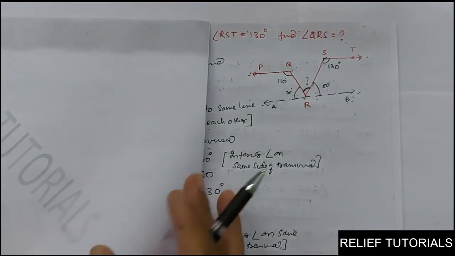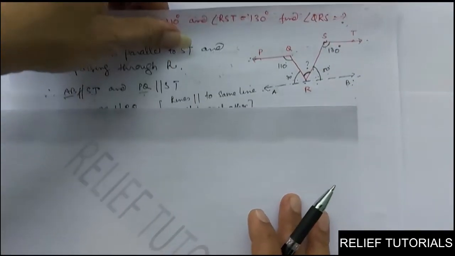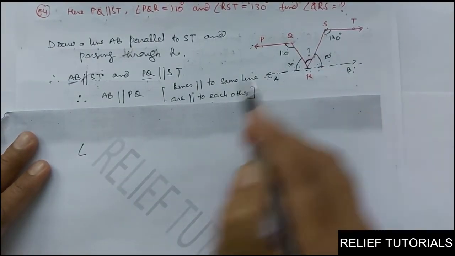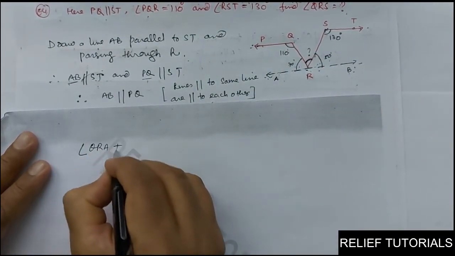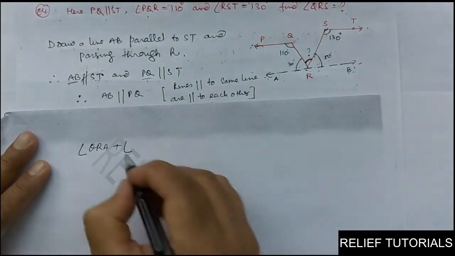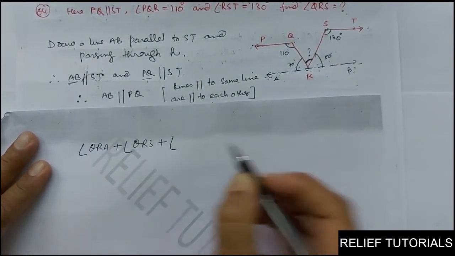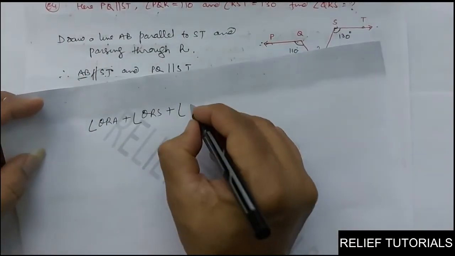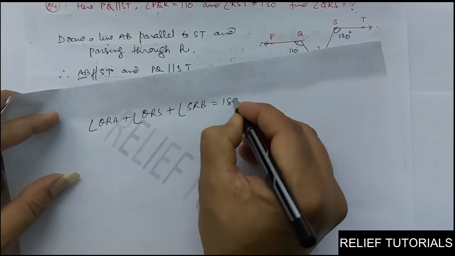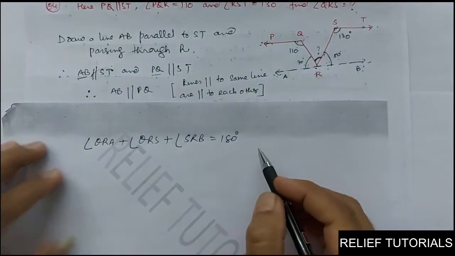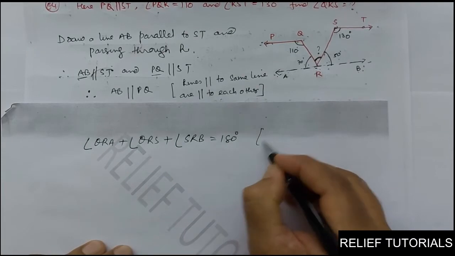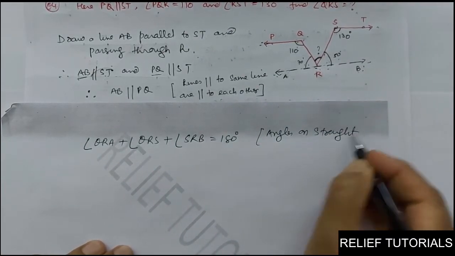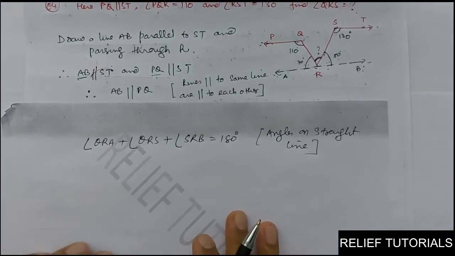So now we can say, look at the diagram, friends. What you can write now? Angle QRA plus angle QRS plus angle SRB is equal to 180. Why? They are the angles on a straight line, or linear pair axiom we can also say.